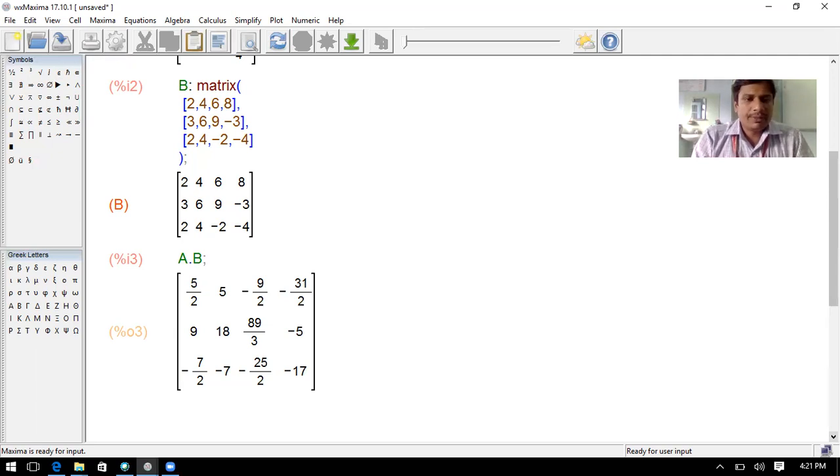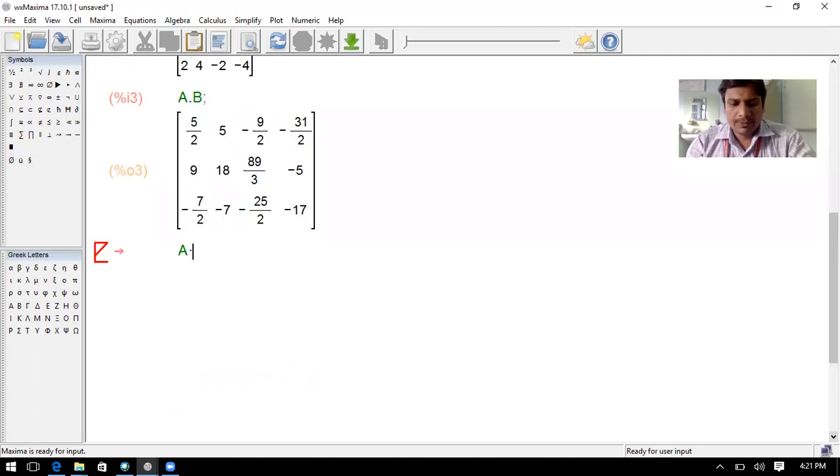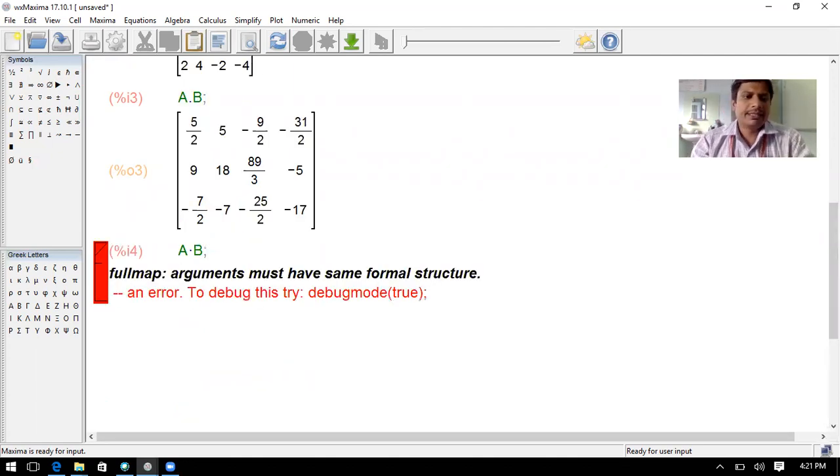Suppose we take A star B: A star of B, semicolon, shift enter. This is wrong, because the number of rows is not equal to the number of columns. We take 3 rows and 4 columns, and star is element-wise multiplication, not row and column multiplication. That's why we take A dot of B, not star. Remember this: star means element-wise multiplication, dot means row and column multiplication.